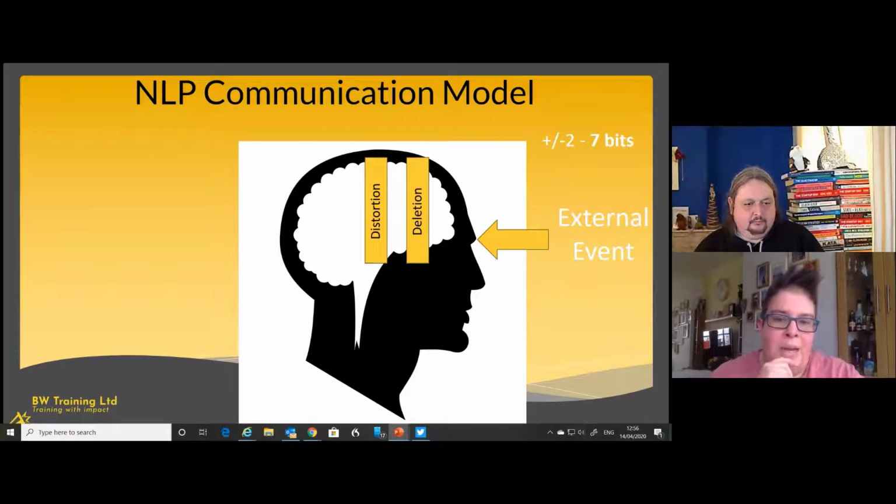I've just had a comment in the comments about the deletion equals the dump valve. That's exactly it. It is that kind of, I don't need this, not relevant, I'm going to get rid of it. The problem is sometimes the stuff we dump is really unhelpful, and I'll explain that when we get to the other slide. So deletions essentially get rid of information. Distortions, I see something and I put my own meaning on it.